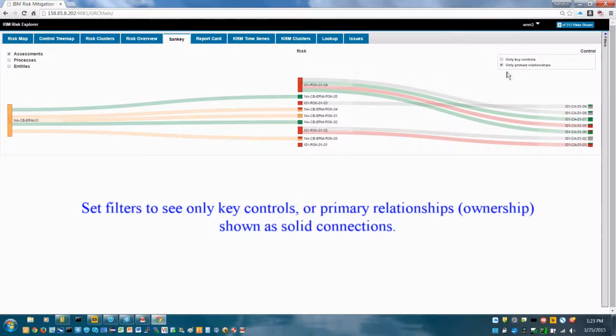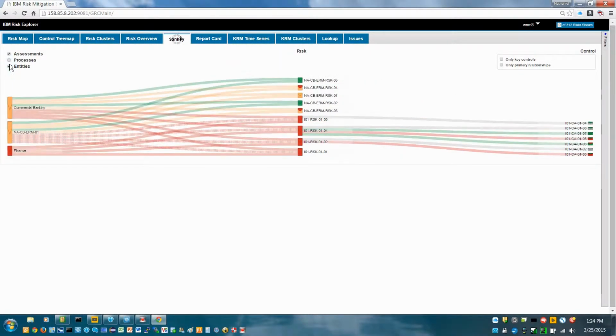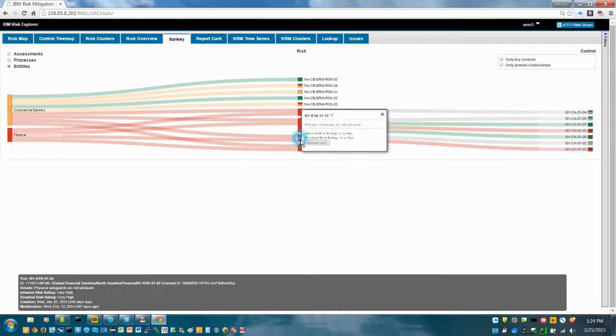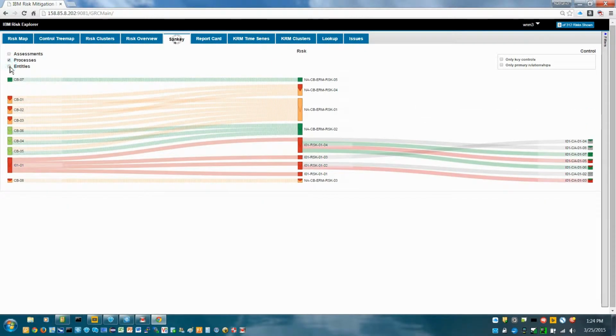A secondary relation means that it has influence over the parent, but it's not owned by the parent. So here's a secondary relationship at the top. We can change the display to focus on the business entities and their relationship to the risks. Here you can see there are two business entities that tie back to the risks. You can see that this risk is shared between two different business entities. We can also take a look at the business processes that are affected by these risks.